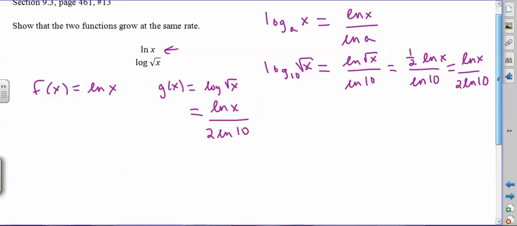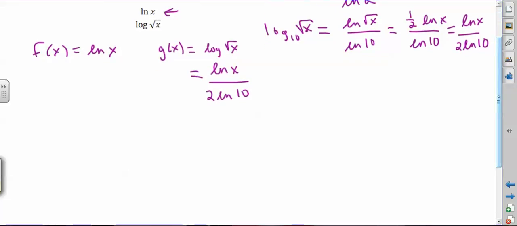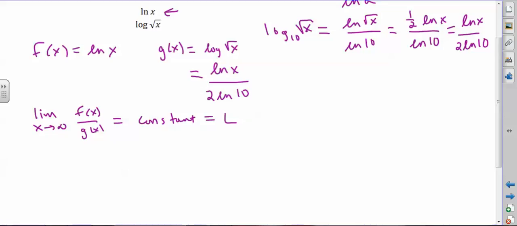So, as you hopefully recall, if I want these two functions to grow at the same rate, then the limit as x goes to infinity of f of x over g of x has to be equal to some kind of non-zero constant. I believe your book calls it L. And so we're going to substitute these functions in and see if we get a non-zero constant.